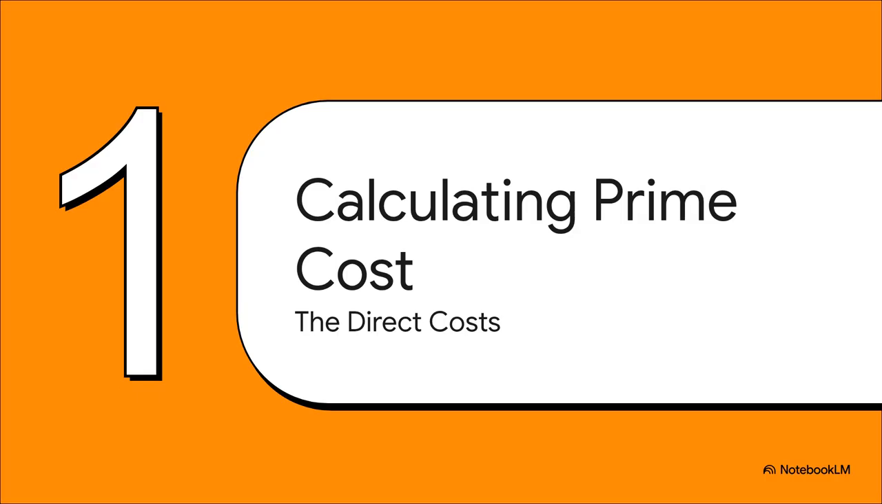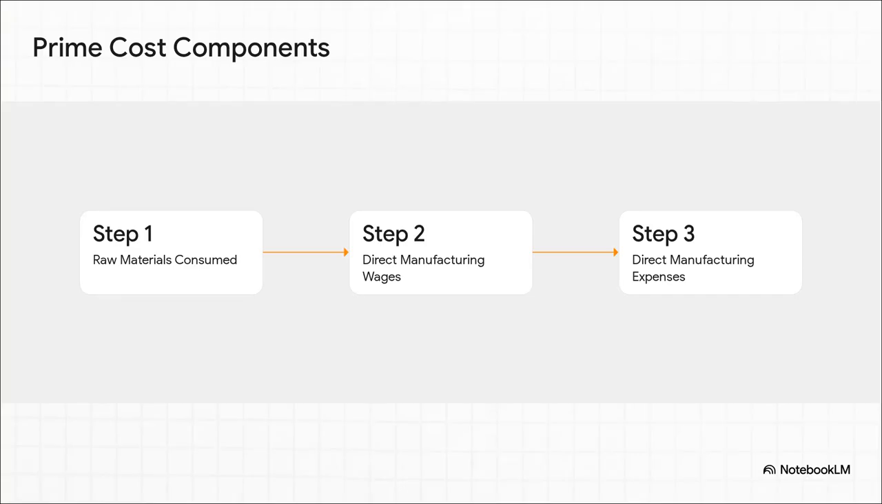Okay, let's get into it. We're going to build this total cost from the ground up, starting with the most direct and obvious expenses. This first essential building block is known as the prime cost. The prime cost is basically the sum of three core components, all directly tied to the physical creation of the product. Now, we're going to focus on breaking down that first one, raw materials consumed, because how you calculate it has a few important moving parts.